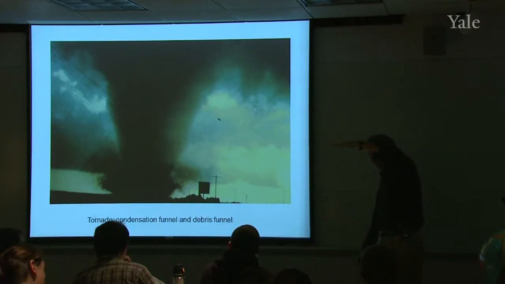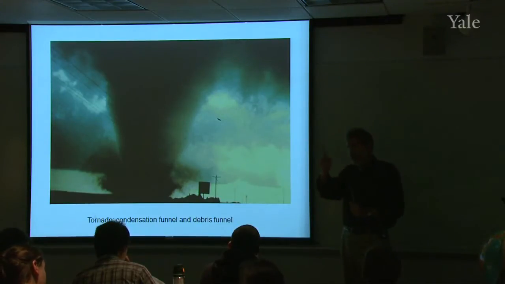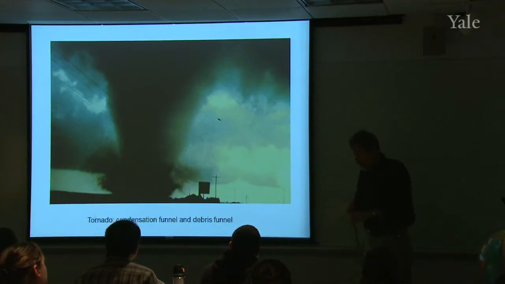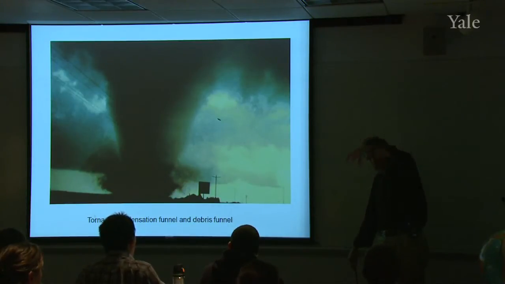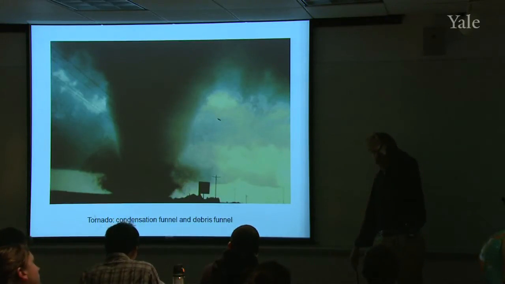In fact, you often see this descending from cloud base. Cloud base will appear to be flat, and then as the tornado develops, that funnel cloud will descend to the ground. When you see that, it's more natural to understand that it's really like a cloud, because it's actually an extension of that cloud reaching down to the surface.